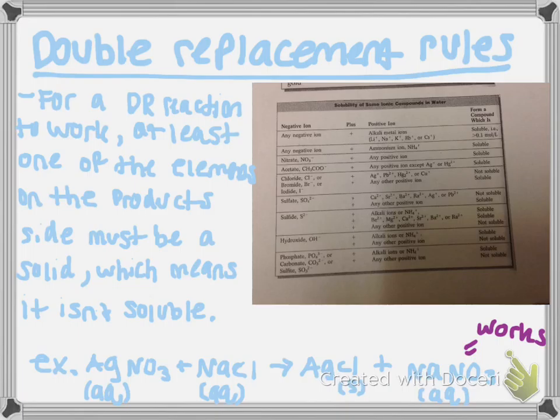And then NaNO3, you take NO3 and you look on the chart and you see that NO3 plus any positive ion is soluble. So Na is a positive ion, therefore it's aqueous. Because we have AgCl on the right side being a solid, it ends up being a working reaction.